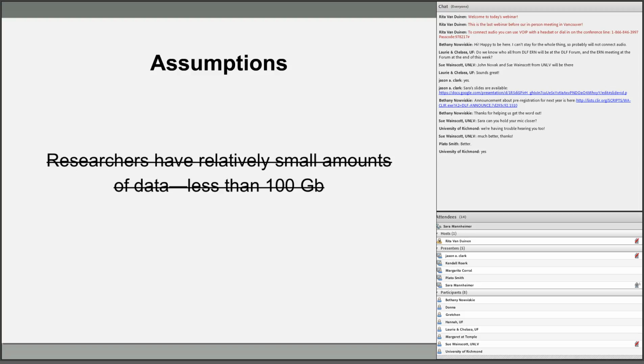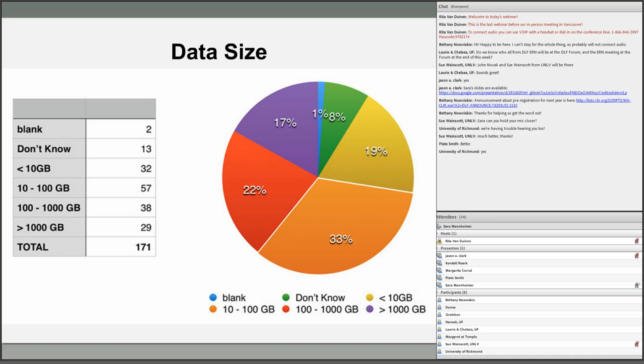We assumed that researchers would have small amounts of data. That turned out not to be true. Here's the pie chart on data size. About half of our researchers have less than 100 gigs, but almost 40% have more than 100 gigs. And at this point, our institutional repository can only handle up to 10 gigs of data, so you can see only 20% of our researchers have less than 10 gigs. So this was a real wake-up call and another reminder that the library and IT really need to work closely together in order to store large amounts of data and curate large amounts of data.